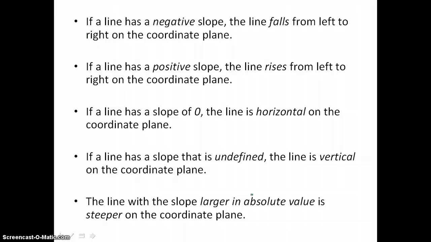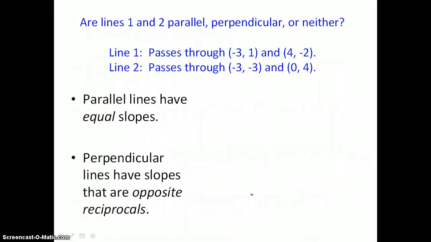Here's another point that we need to make. The line with a slope larger in absolute value is steeper on the coordinate plane. Now we're going to compare parallel lines and perpendicular lines. Parallel lines are two lines that don't intersect, and we can indicate parallel lines using little arrows.